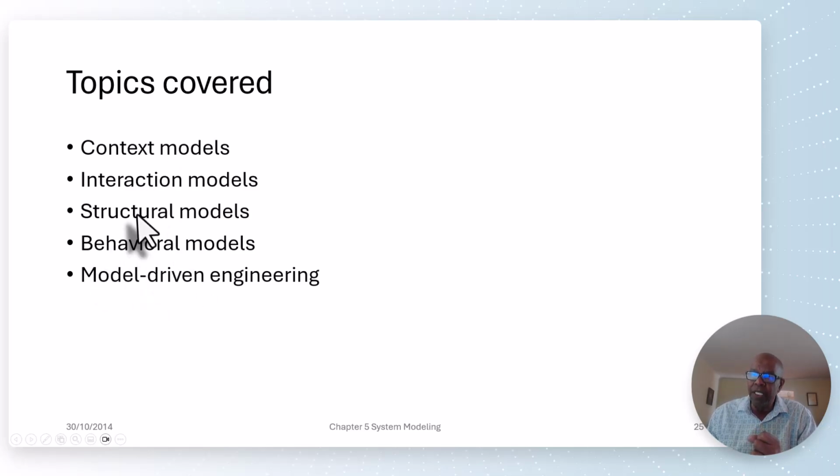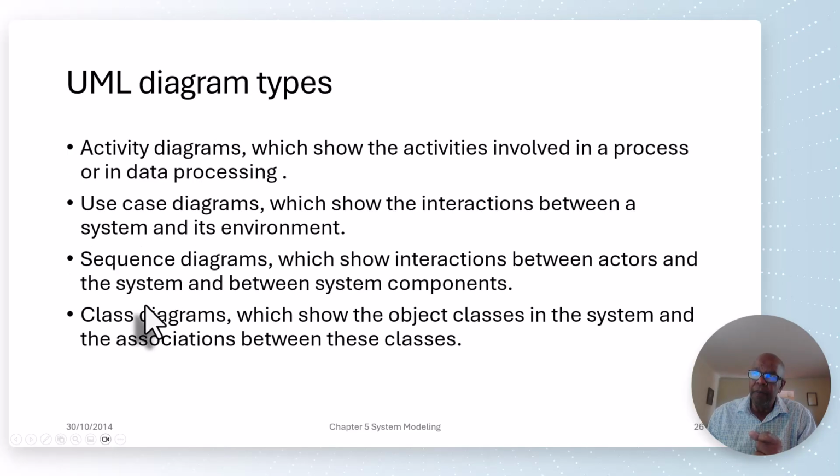Model-driven engineering is a process rather than a model of how to do something. There's 4 that we're going to be concerned with right now. There's probably 15 different types of models. We're concerned with the activity diagram, the use case diagram, the sequence diagram, and the class diagram.